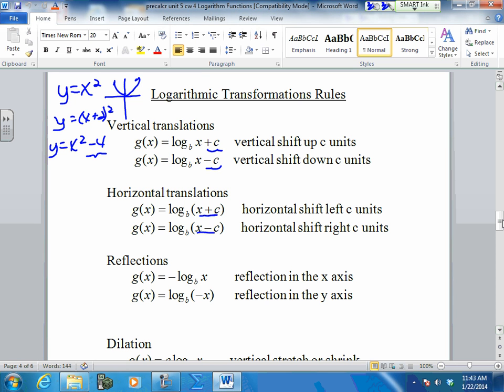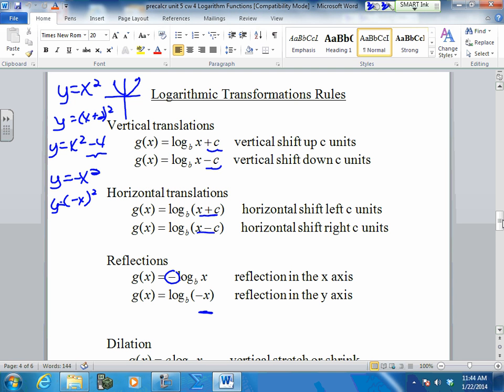Okay, reflections. If we put a negative out here, and we reflected it over, if the y is changed, we reflected it over the x-axis. We have the exact same thing here. And then if we put it next to the x, this one is a bad choice because it looks exactly the same when you reflect it over the y-axis, but this is reflection over the y-axis. And we do the same thing here.